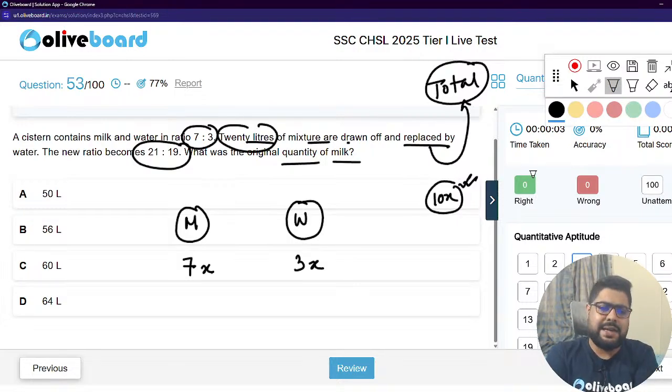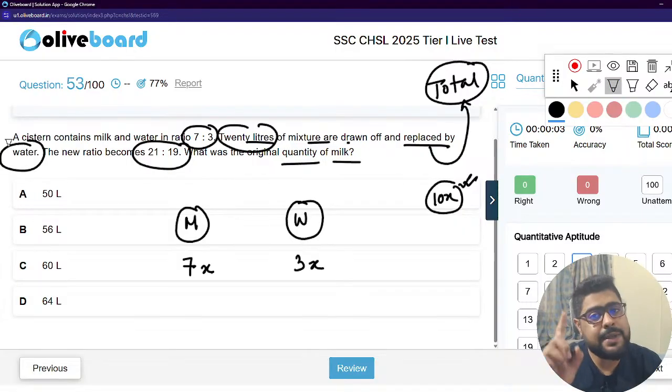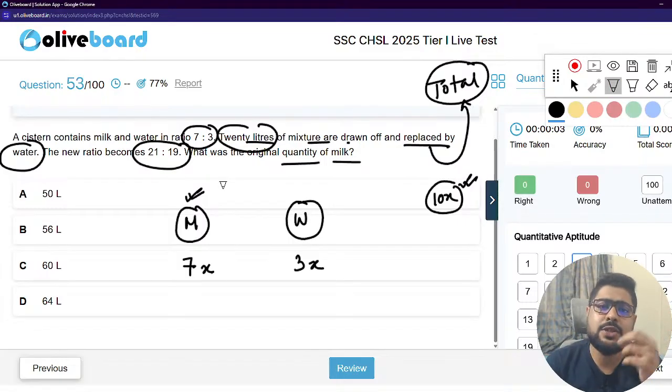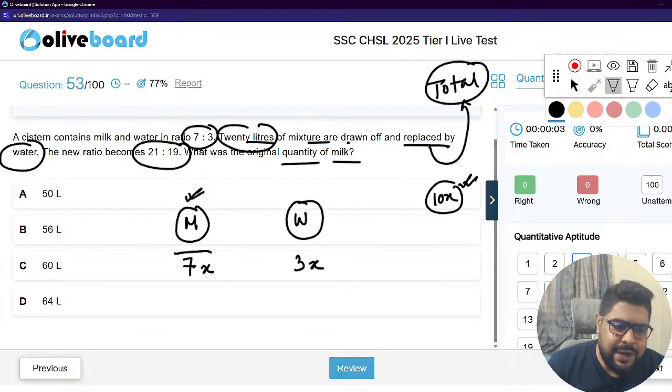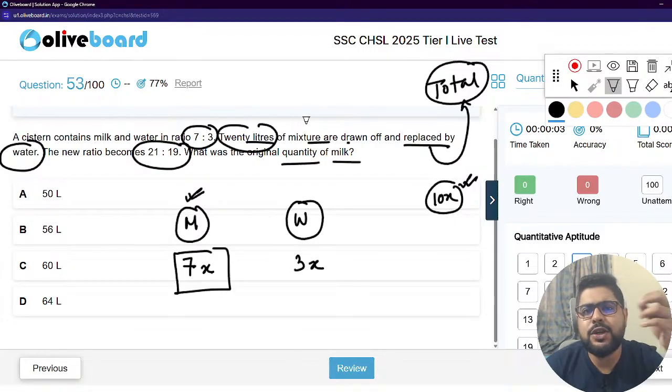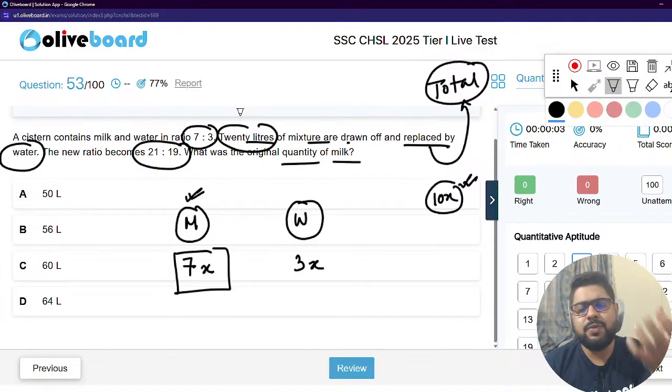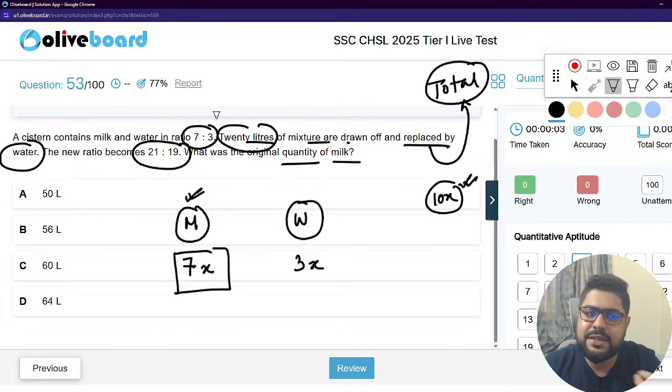Now, please understand. Replaced by what? Replaced by water. So that means we always calculate the quantity of that particular object which is not replaced. So here I'll talk about milk only, water I'll not take. Now you understand, whatever amount I draw and replace, that mixture which I have taken out will also have the milk and water in the same ratio of 7:3.